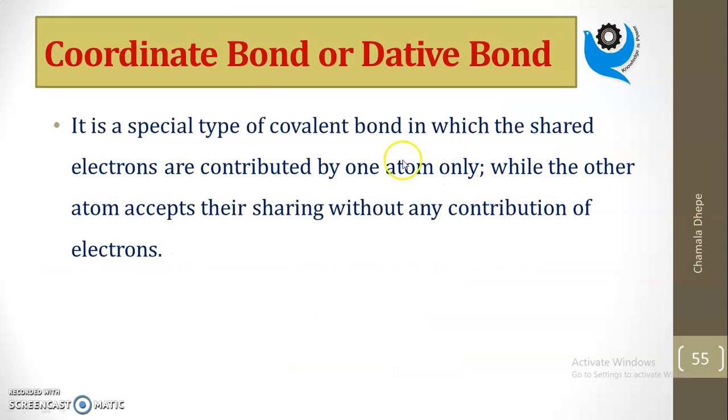So first we will see what is the coordinate bond or dative bond. It is a special type of covalent bond. You know how covalent bonds are formed. Covalent bonds are formed by mutual sharing.